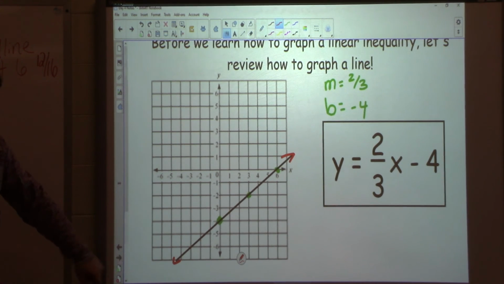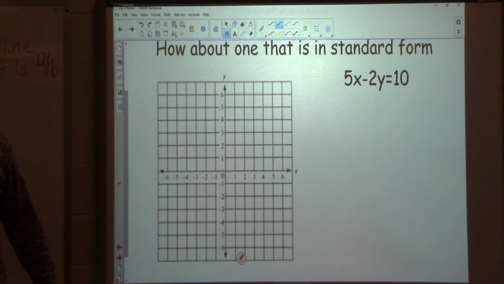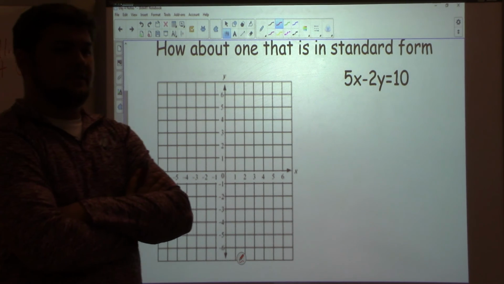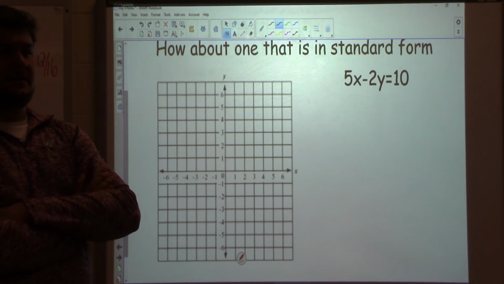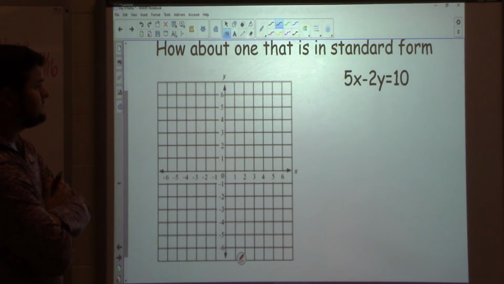Cool. What about standard form? 5x minus 2y equals 10. How do I graph that? Up 5 back. What's that? Up 5 left. Not going to be up 5 left 2. Willie, what do you think? Grab the first point at -2 on the y-axis. Not quite.